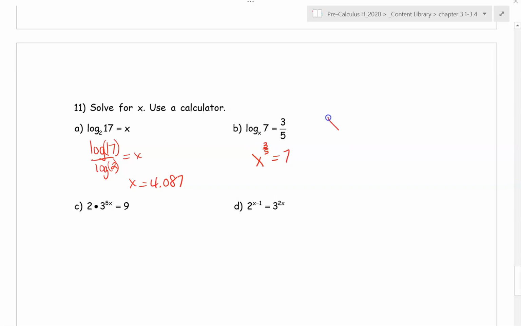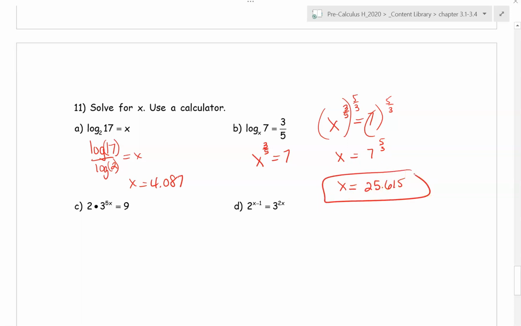Now for part B, you have x to the 3/5 equals 7. So how would you get x to the 1? Go ahead and pause the video and think about how you would make that 3/5 and x to the 1. If you take both sides of the equation to the 5/3 power, now you have x to the 1 equals 7 to the 5/3. You could use a calculator and you would get 25.615.